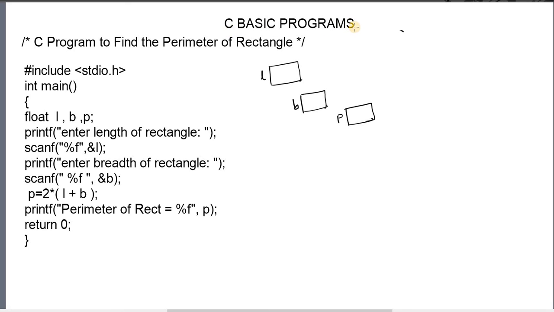C basic programs. Let me explain code to find the perimeter of a rectangle. The perimeter of a rectangle formula is 2 into (L plus B). In this formula, there are two variables, L and B.